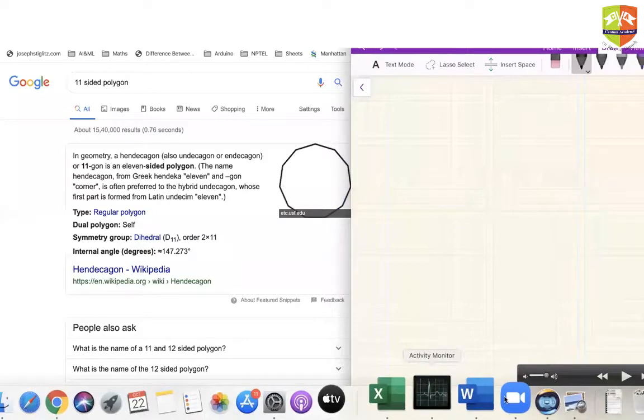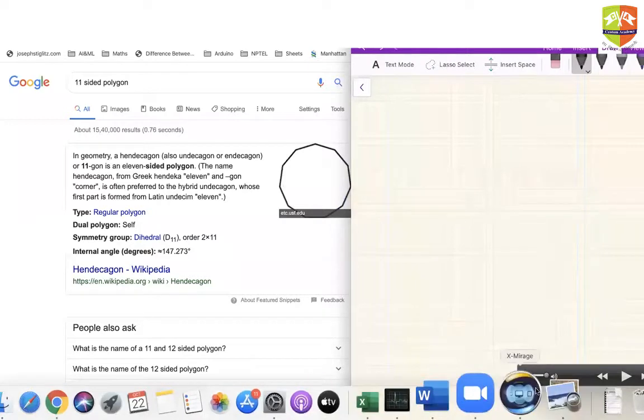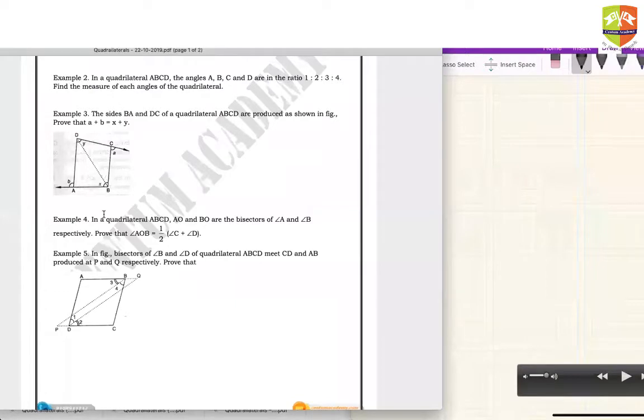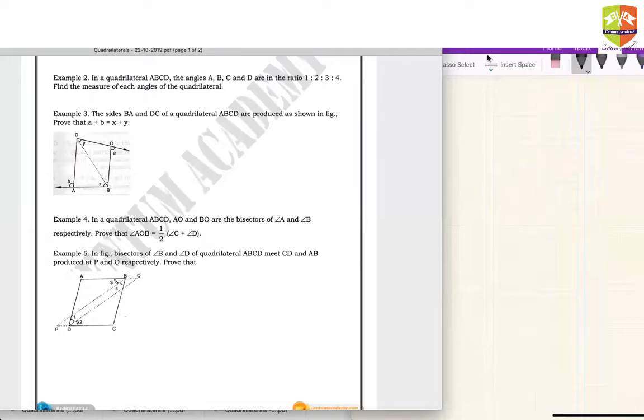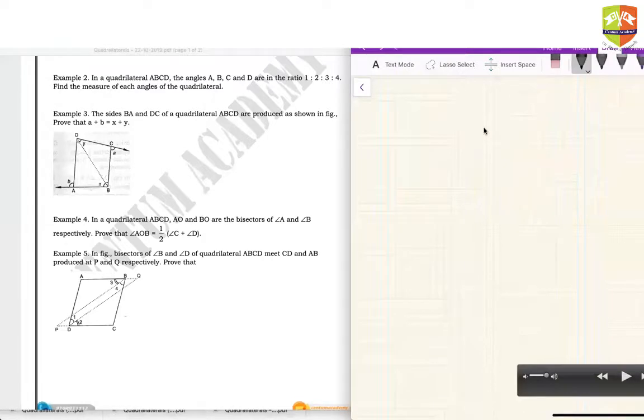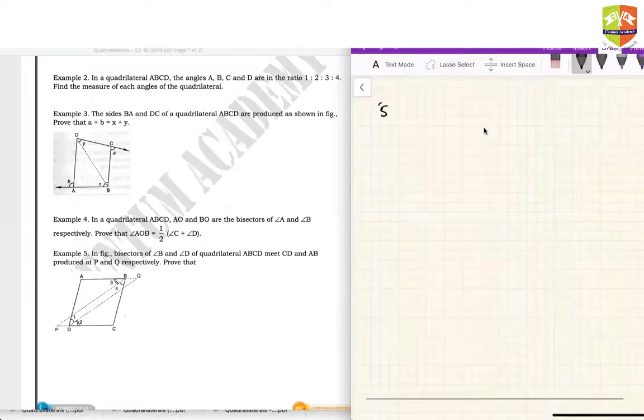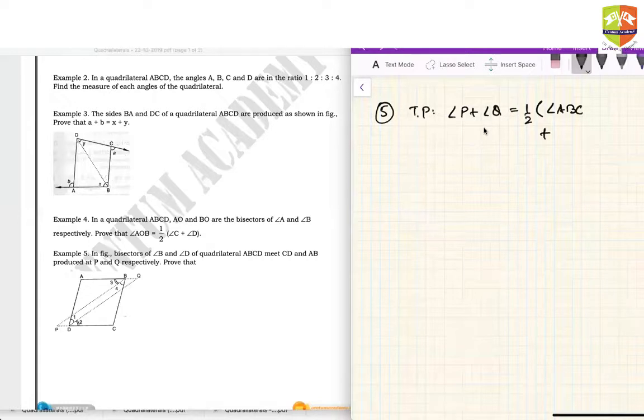Coming back to our question, where did it go? Yes. So now the next question. That's what I mentioned in the very beginning: in question number 5, something was missing. It's not given what is to be proved. Don't worry, I'll give you enough things to prove. What is to be proven is that angle P plus angle Q is half of (angle ABC plus angle ADC).